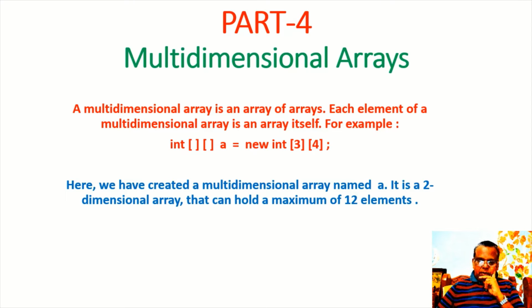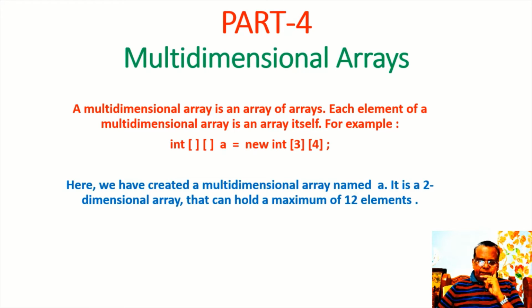For example, look, int a pair of square brackets followed by another pair of square brackets, a is the name of the array, is equal to new int with square bracket 3 followed by square bracket 4, and put a semicolon. So this is a multidimensional array by the name a. It has 3 rows and 4 columns.